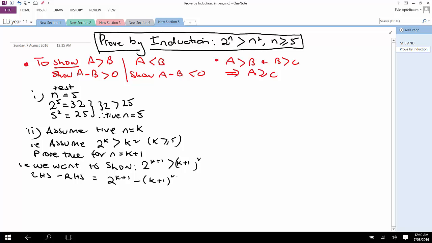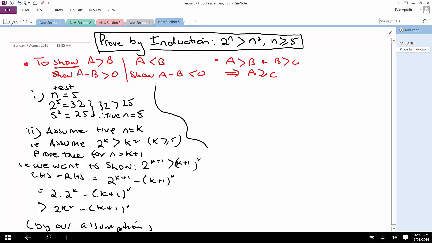And we try and relate it back to our assumption, because this is 2 times 2 to the k minus k plus 1 squared, which is bigger than 2k squared minus k plus 1 squared by our assumption. And if we replace the 2 to the k with a k squared, we get a smaller expression. That's what we're assuming. So we work on that.